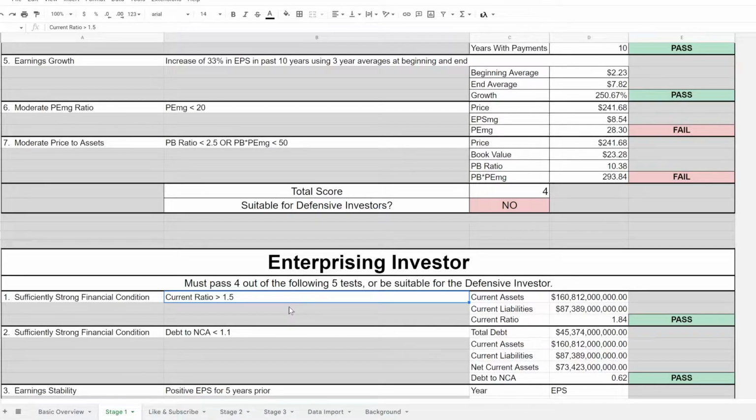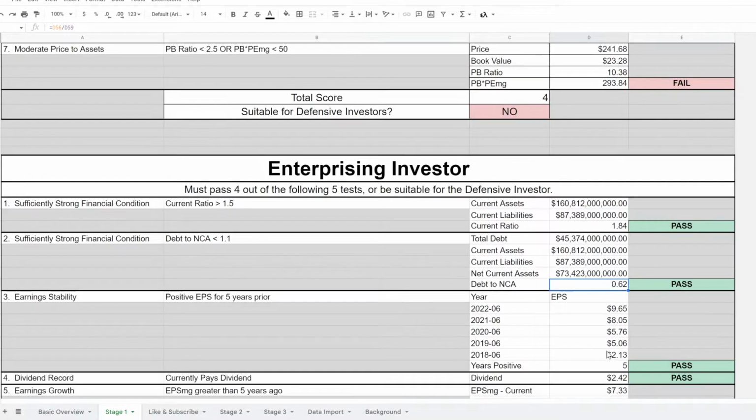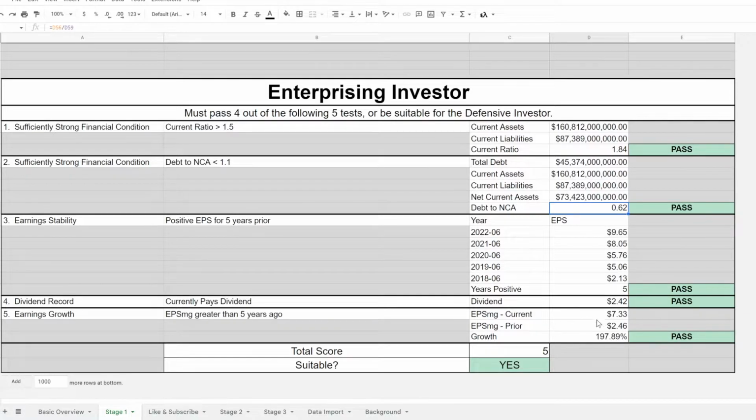The current ratio only has to be 1.5 here. Again, it's 1.84, so we pass that. Debt to net current assets has to be under 1.1. Here it is 0.62, so it passes that. Positive earnings per share for 5 years, it passes that. And it currently pays a dividend, so it passes there. And it has grown earnings. So it scores 5 out of 5 for the enterprising investor, and they might be interested in going further.